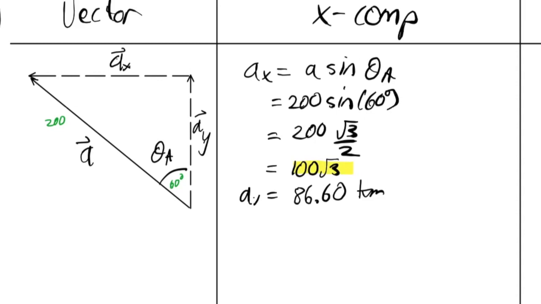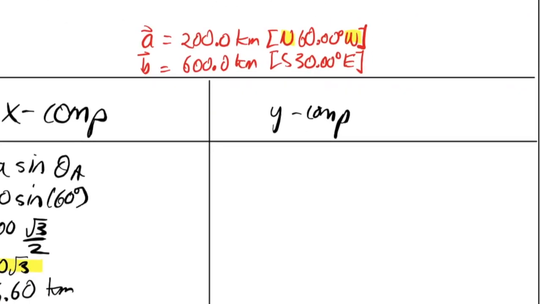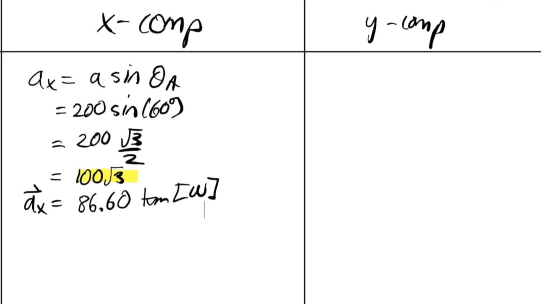Okay, so that's now as a vector. Oh, the struggle is real. As a vector, that is 86.6 kilometers. And look at the direction of this arrow. That's going to the west. We also know because it says west up here. See, west. Nice. Now let's do AY.